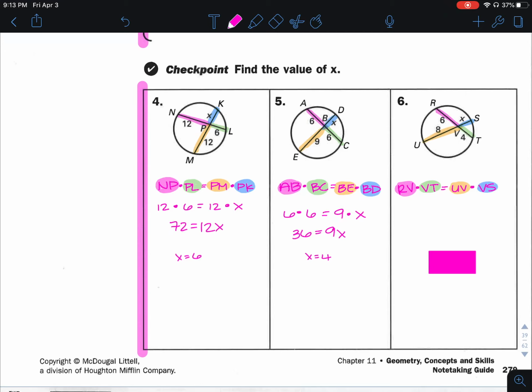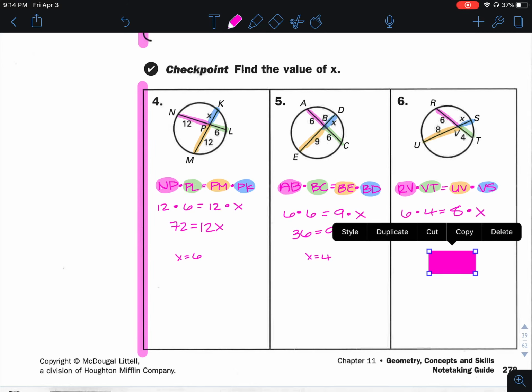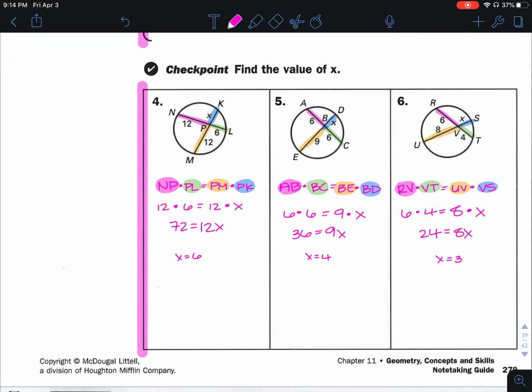I'm going to pick it up just a little bit because I'm just going to replace some stuff that I know. So my pink is 6, my green is 4, equals my orange is 8 times my blue, which is X. On the left side, I get 24. On the right side, I get 8X. Divide by 8, I get X to be 3.